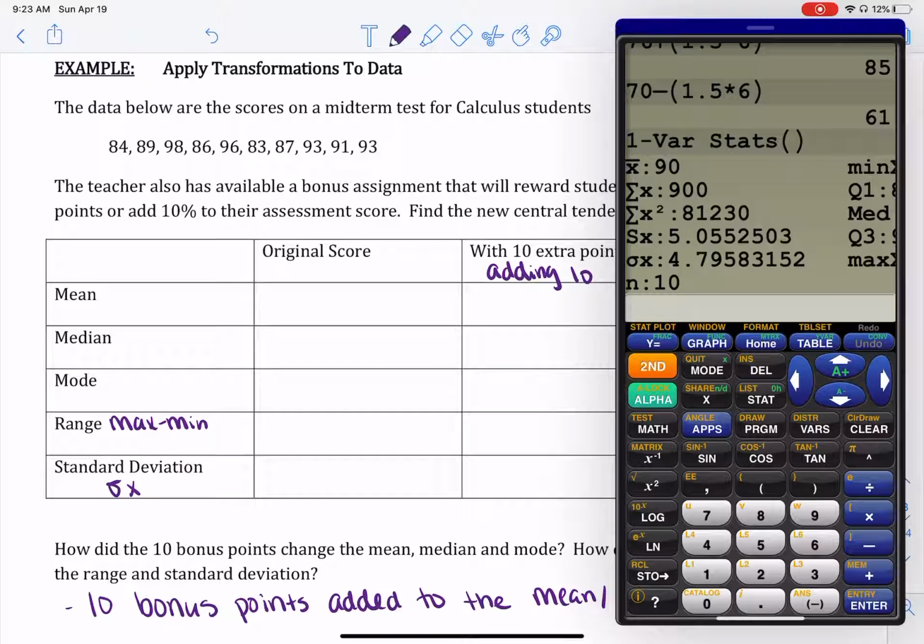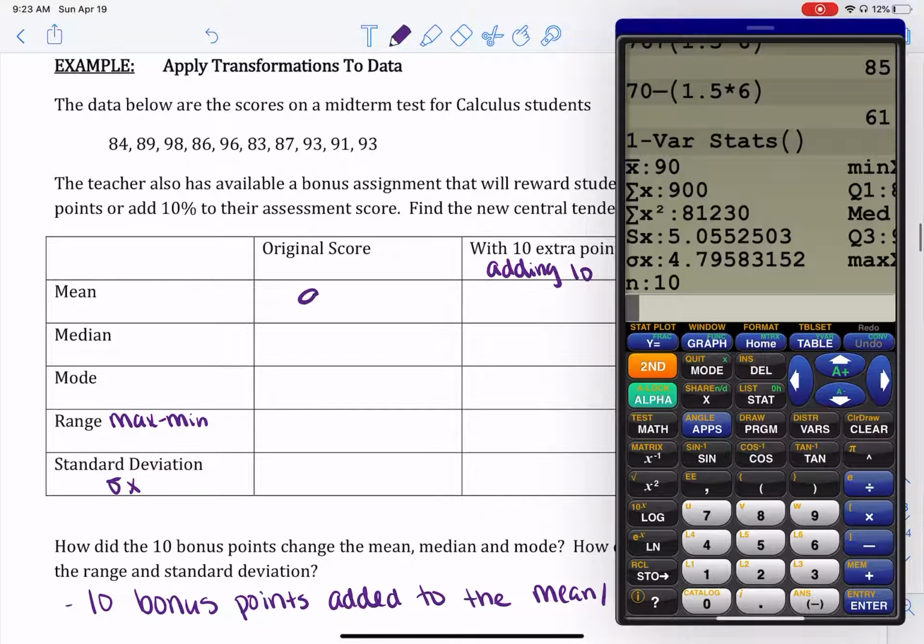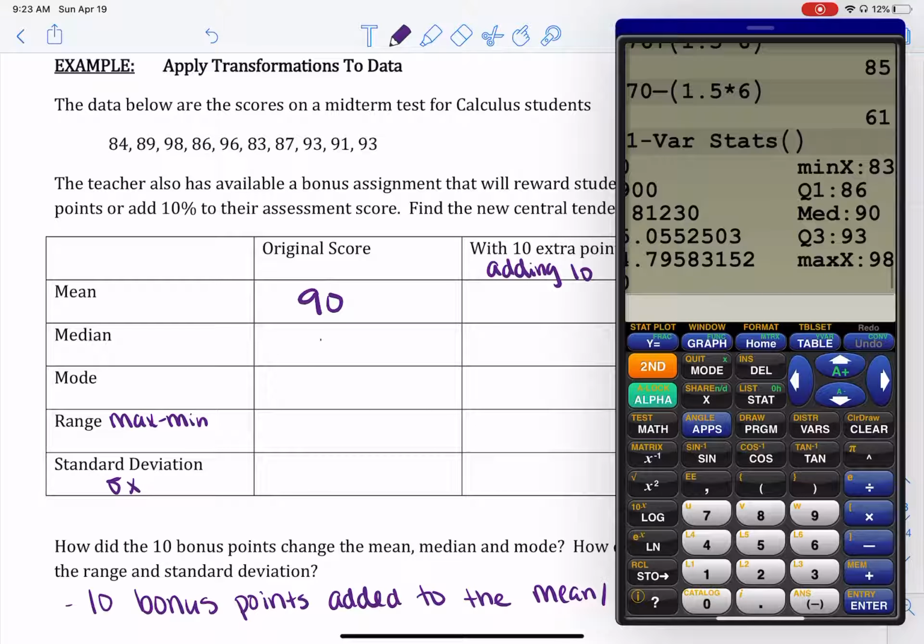So this time I see that my mean is 90, my median is 90, and the mode, remember that's the one that happens the most. So let's just look up here, which one happens the most. Think about it. Oh, I see 93 and I also see 93 again. So I'll say it's 93.